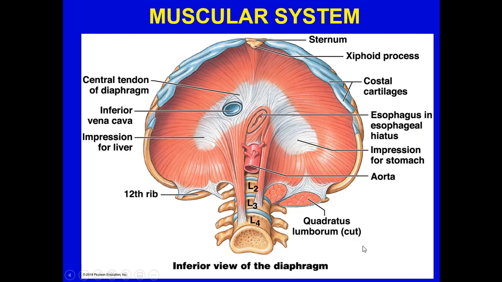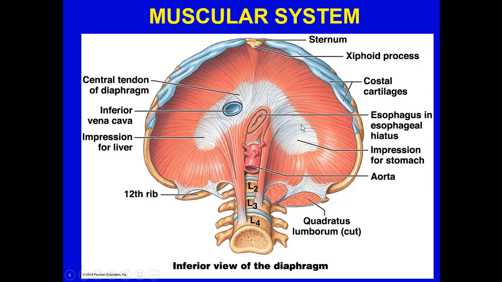This is another view of the diaphragm, but you will notice also that there are structures that are attached as part of the diaphragm to L4, 3, 2, as well as the 12th rib, okay?